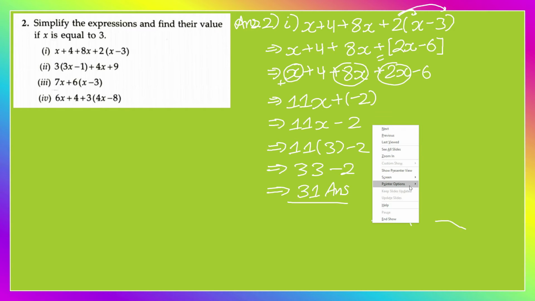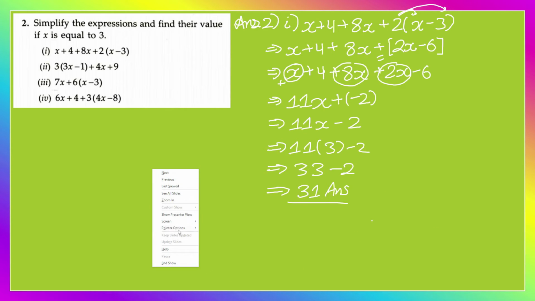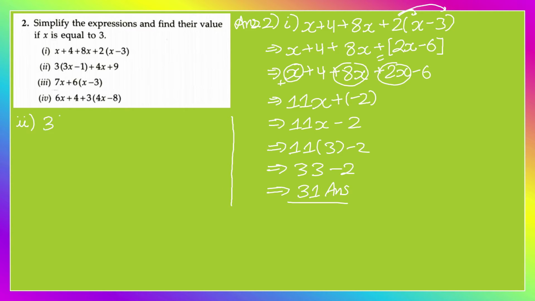Now I'm going to solve one more part of this question so that you can get a clear concept. For the next part, I'm going to follow the second part. Second part says 3 into 3x minus 1 plus 4x plus 9. Of course, first of all we expand by the distributive property. We get 9x minus 3 after multiplication by distributive property.